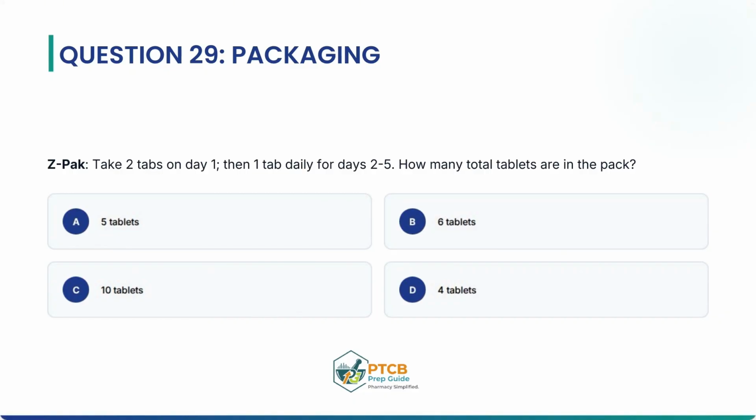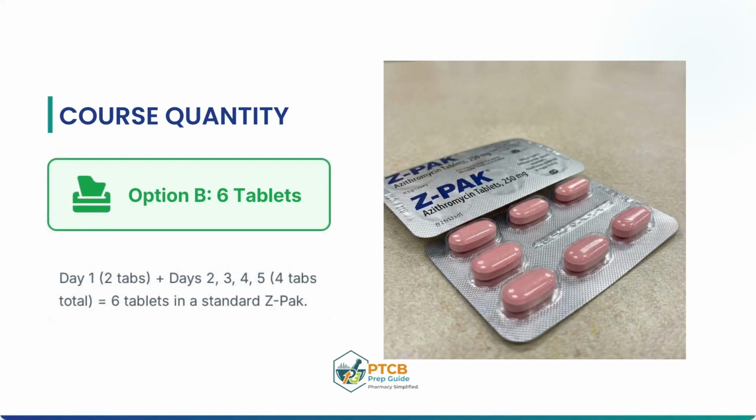Take 2 tablets on day 1, then 1 tablet daily for days 2 through 5. How many total tablets are in that pack? Option A, 5 tablets. Option B, 6 tablets. Option C, 10 tablets. Or option D, 4 tablets. The answer is option B. You have 2 tablets for the first day, plus 1 tablet for each of the next 4 days, which brings the total to 6 tablets.